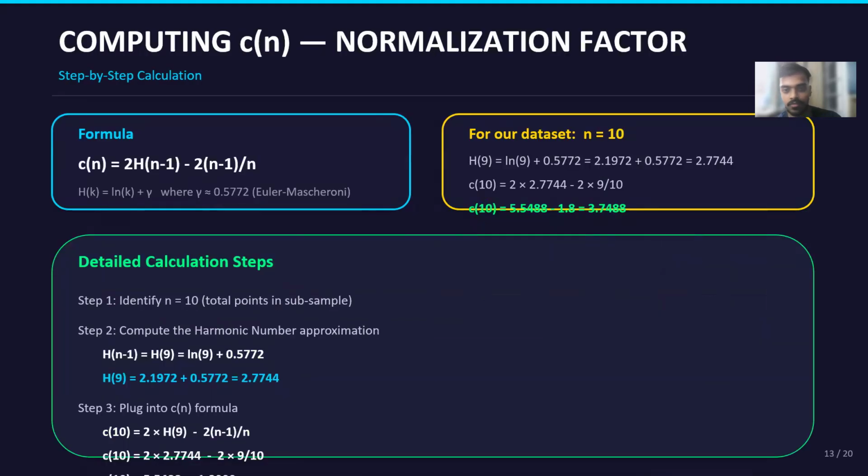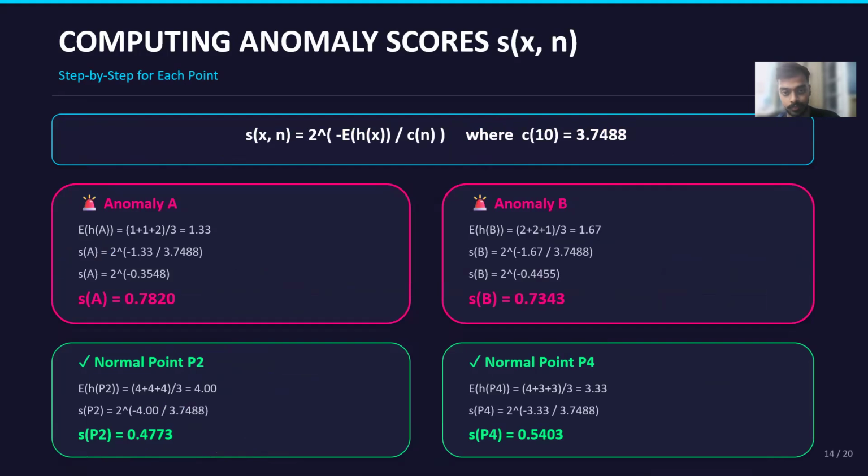Let's normalize the factor. We compute the normalization factor C of n for n equal to 10, which comes out to approximately 3.75. We can round it up, and this helps us standardize the anomaly score. Well, this is the formula we use to find the anomaly score. And let's take the example of A.